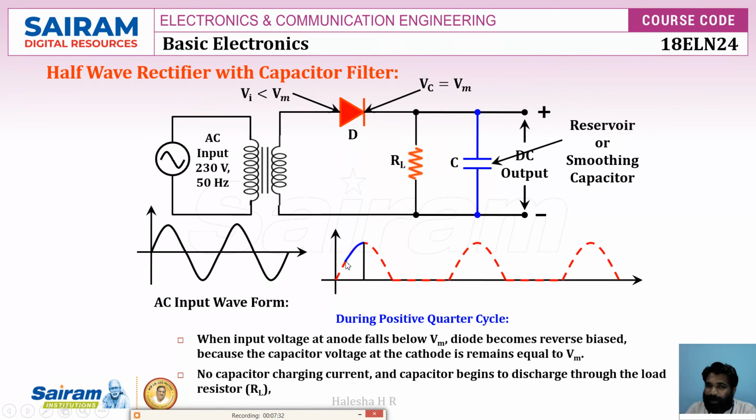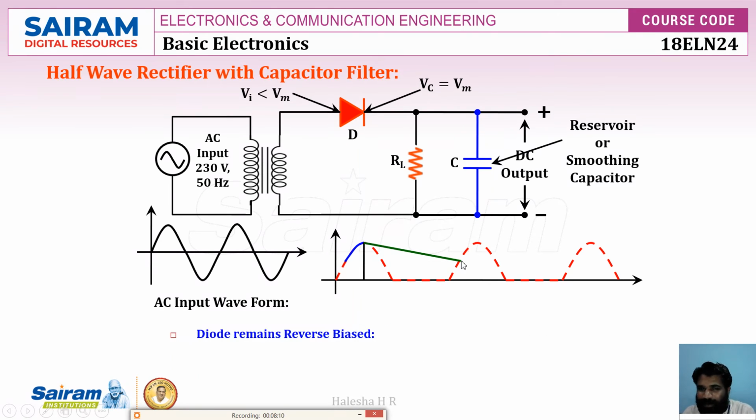So when the capacitor charges to the peak value Vm, that is applied to the cathode of the diode. When the input voltage is below Vm, that voltage is applied to the anode. So the voltage at the anode is less than the voltage at the cathode, and the diode becomes reverse biased. When the diode becomes reverse biased, there is no charging current, and the capacitor begins to discharge to the load. This is what this indicates.